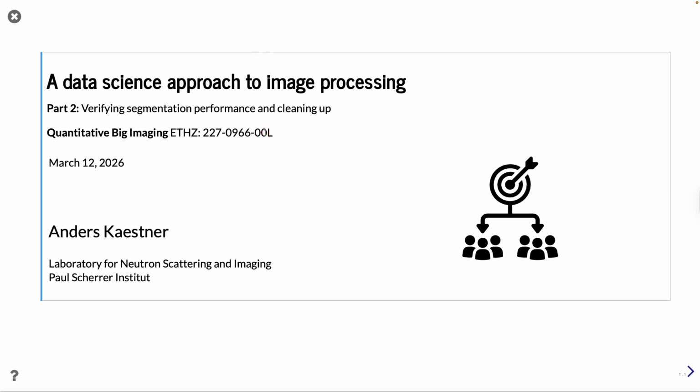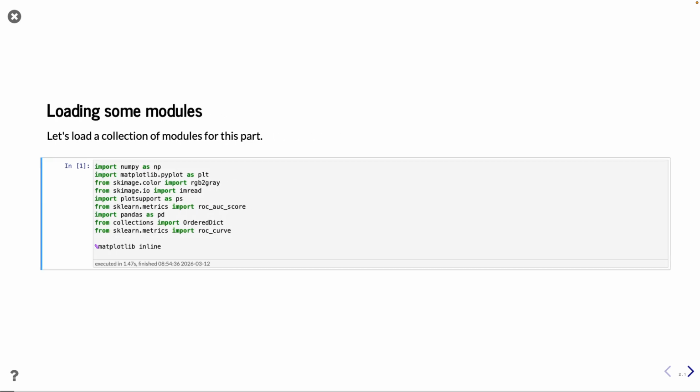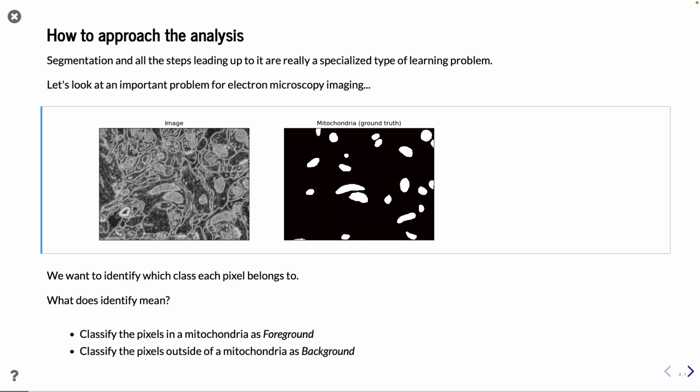Yes, so let's continue. We saw before the break that we can set a threshold. We also saw that we get some false positives and negatives, and now this part will be about actually how we can measure it and quantify how well we are doing. So let's load this image.